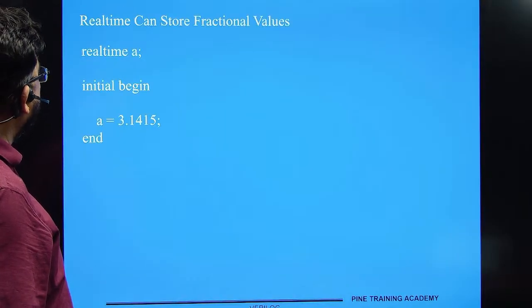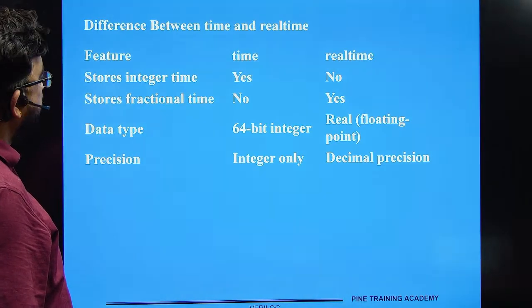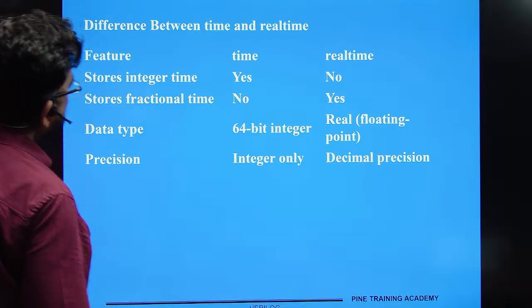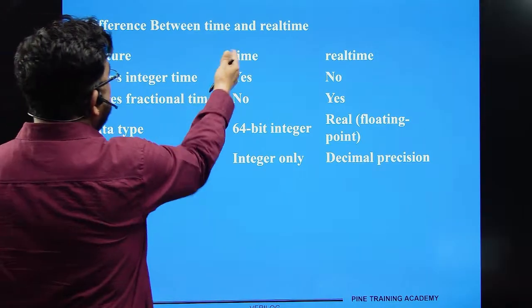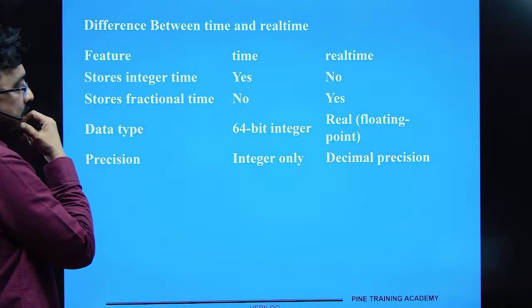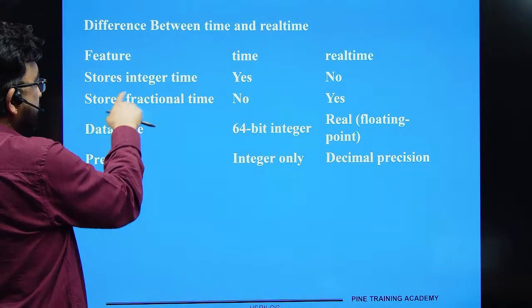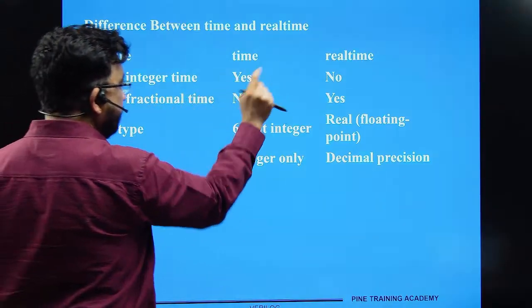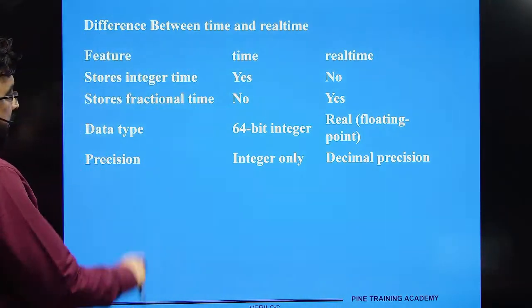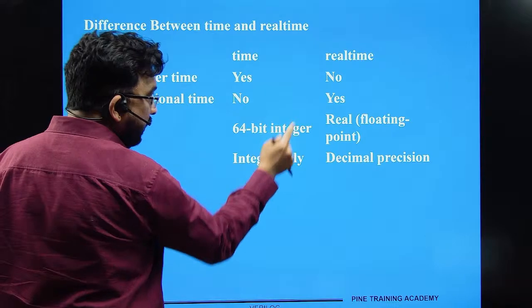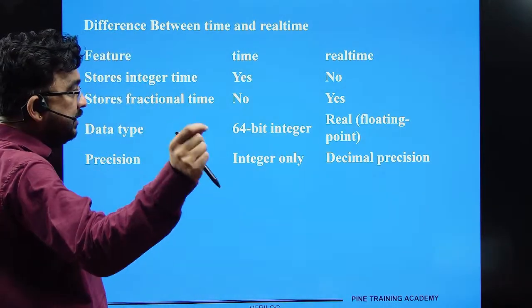Okay, so basically there might be any time variable also. I don't know, I will check. Okay, so it is showing that time stores the integer type. Yes, real time is not taking care of it. Store fractional value? No, basically real value will take the fractional value, that is in point.